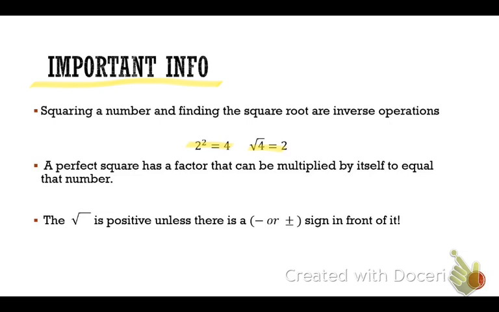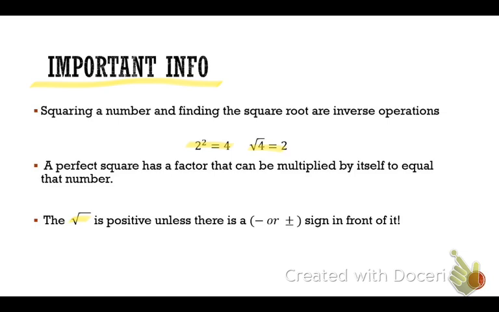And then the radical, that's what I was just air drawing. The radical sign is positive unless there is a negative or a positive and negative sign in front of it, we'll talk about that in a minute. So if it's just the radical, it is positive. So my answer is going to be positive.